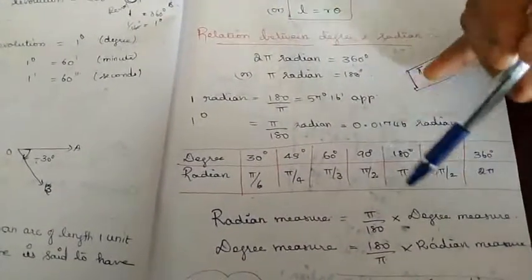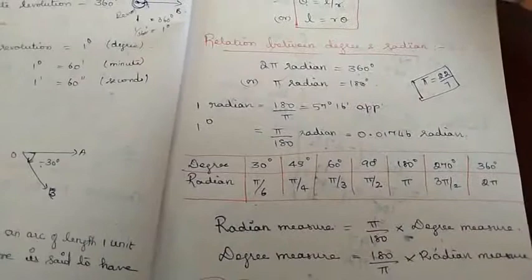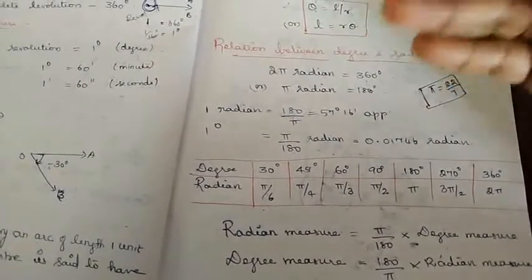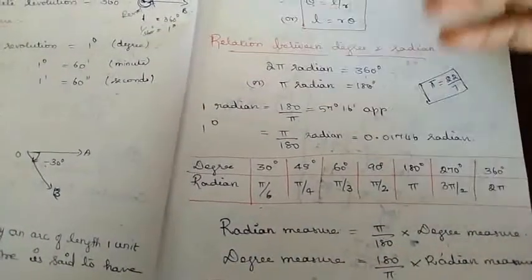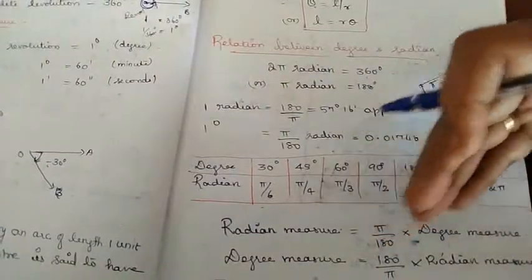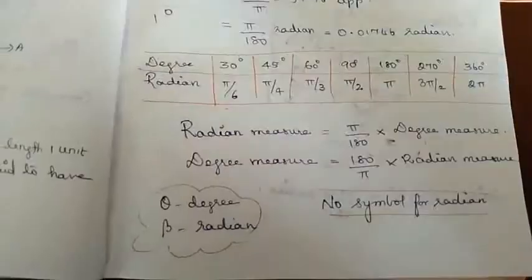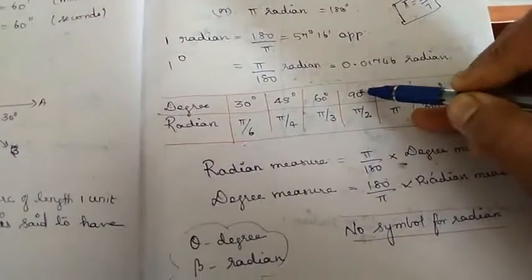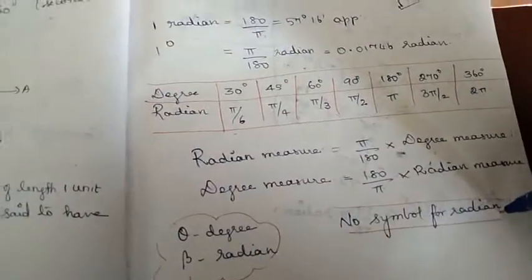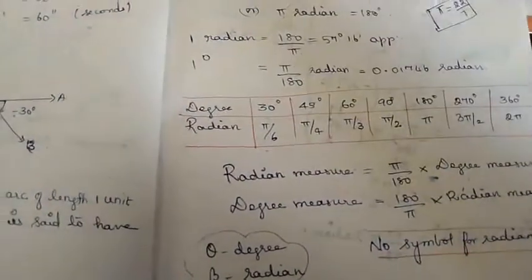Based on this we have solved the first exercise. So we have learned the relation between degree and radian measure. Radian measure is pi by 180 into degree measure, right? And there is no symbol for radian. Degree we denote by a small circle, but for radian there is no specific symbol.